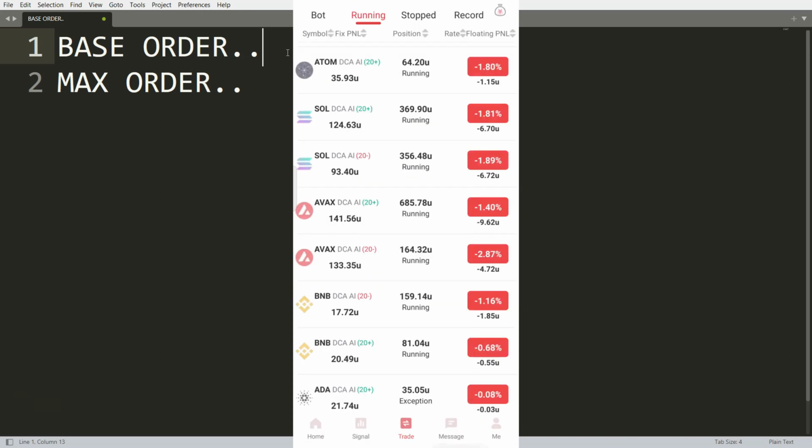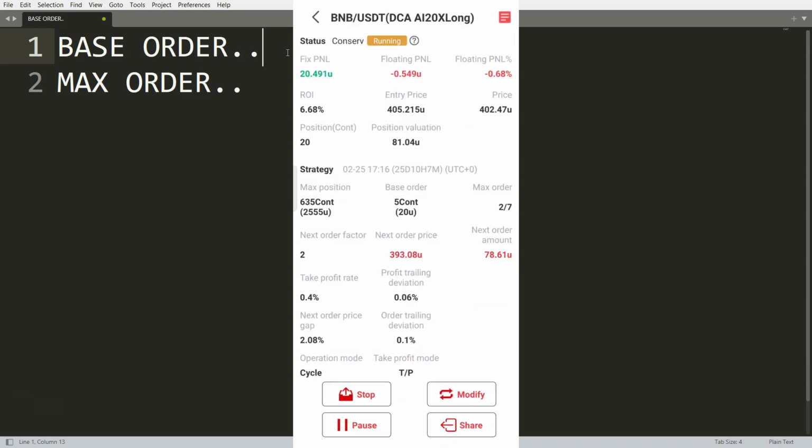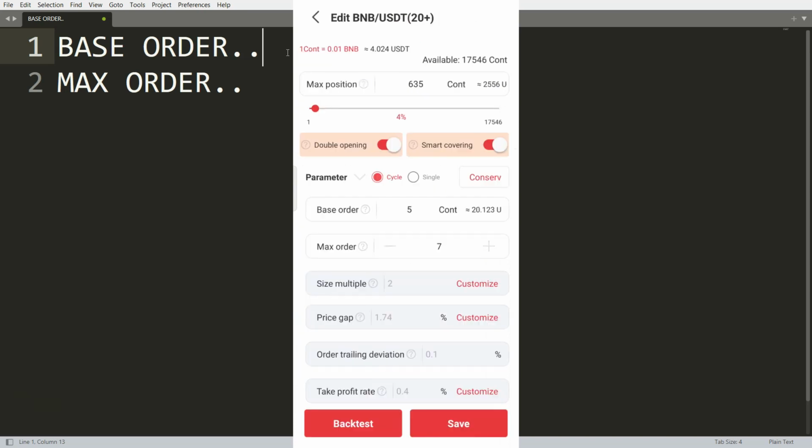If you want to be safer, if you don't want to see high floating, you can look at something like BNB. Look at it, this is much safer, guys. The contract is only 20 USDT. So if you divide by your leverage, it's around $1.